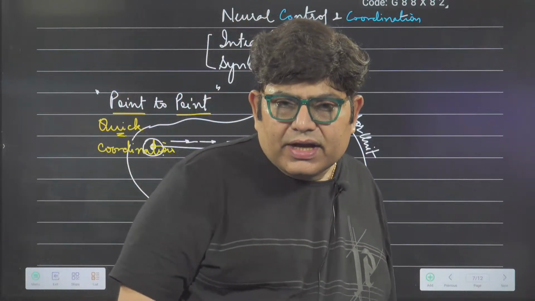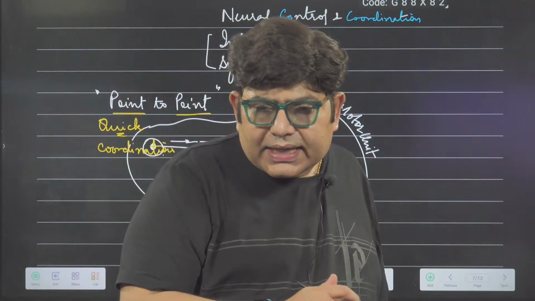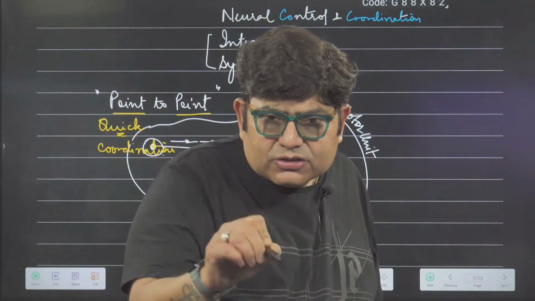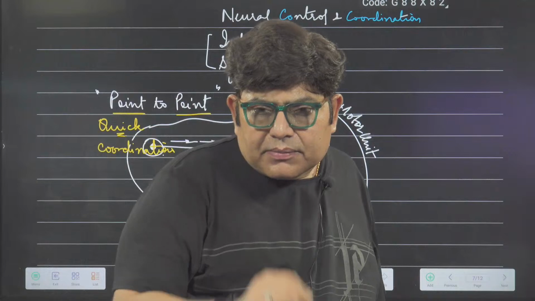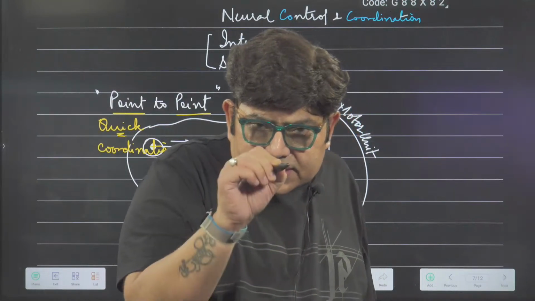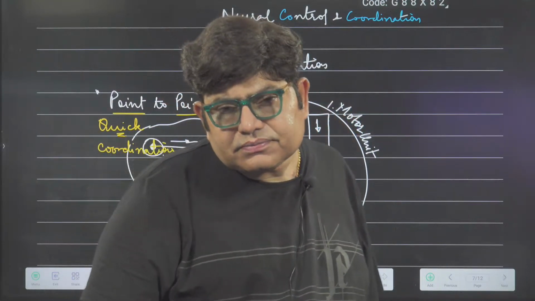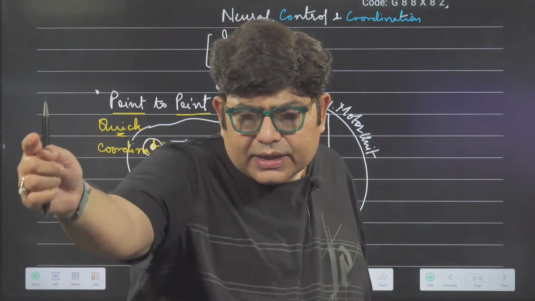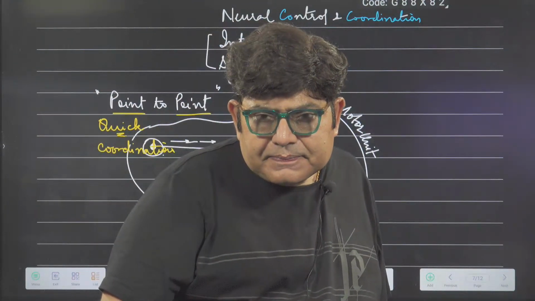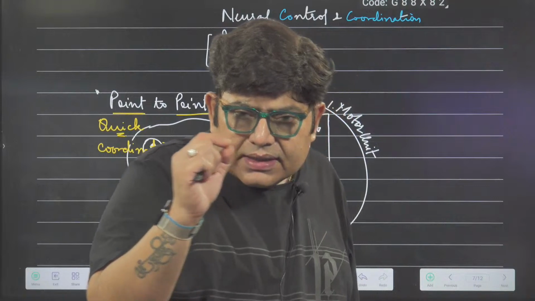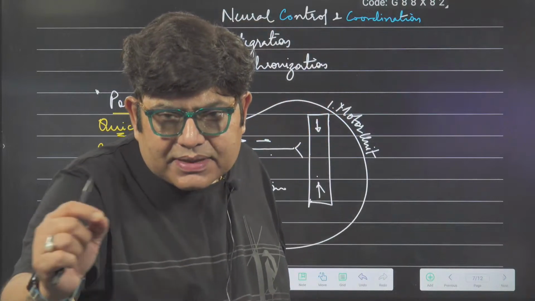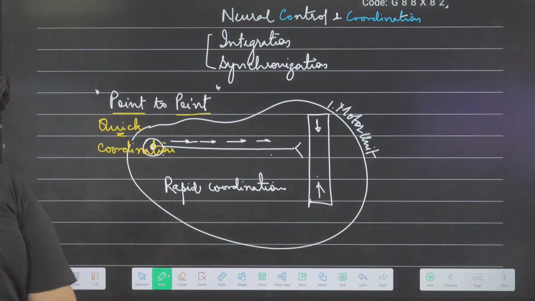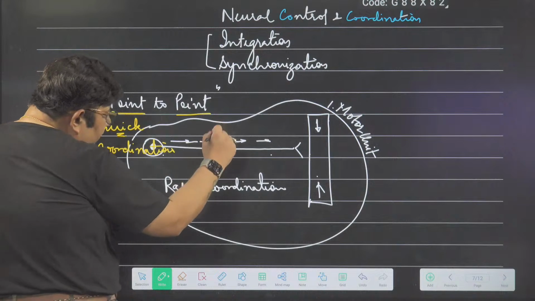But if I have to do quick coordination, I can directly send a text message to that person, saying you were asking about this question, this is the answer. So this is point to point, from this end to that end. Here the signal is passing in the form of a text message. Here the signal is passing in the form of a nerve impulse.